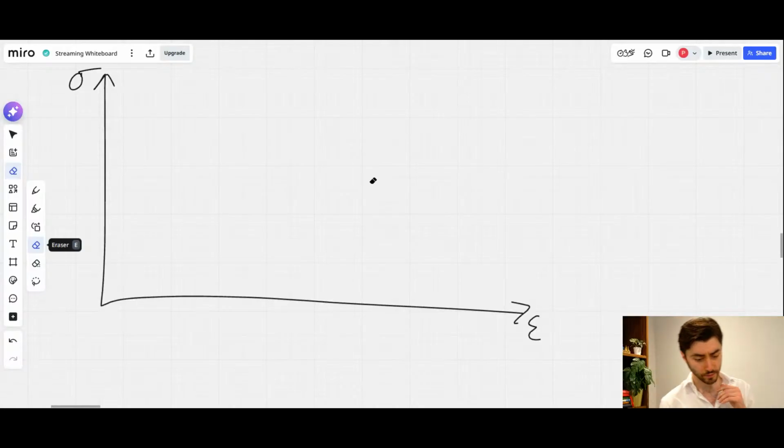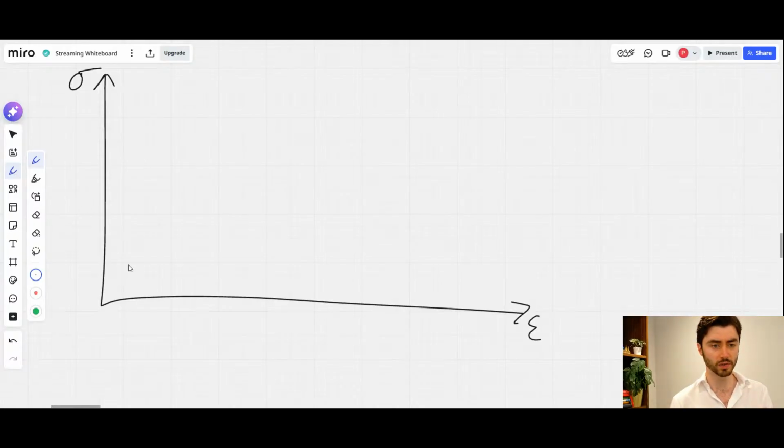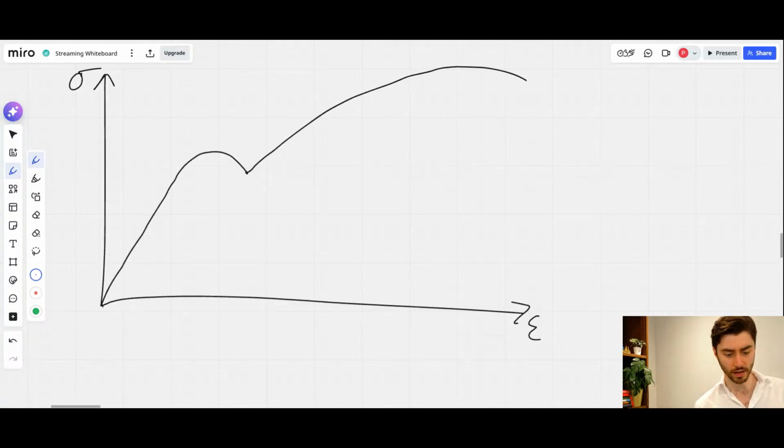So here, I'll just draw a straight line, and it curves, and it goes insane, and it stops. These things are all labeled differently. This is the yield strength, or the yield point. This is your elastic limit that we saw before.